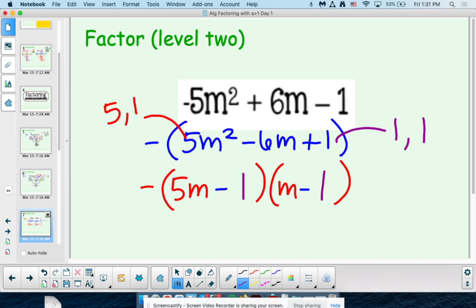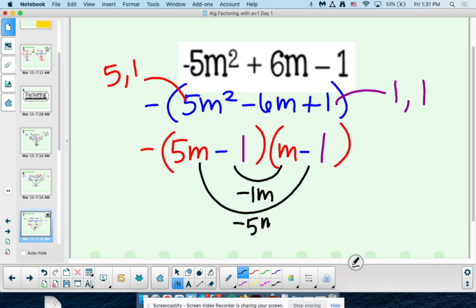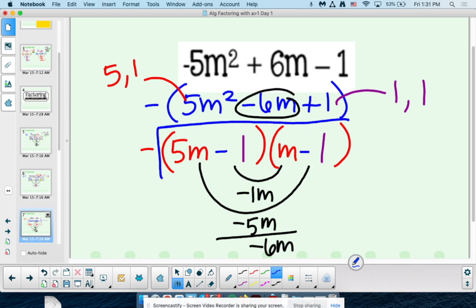But we're going to check because it's a good practice to check. So let's just make sure. -1 times m is -1m. 5m times -1 is -5m. Combine those, we get -6m. And you guys, that is what we wanted. Nice. That's it. We did it.